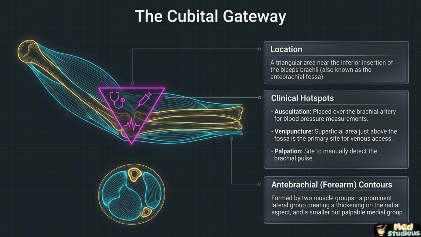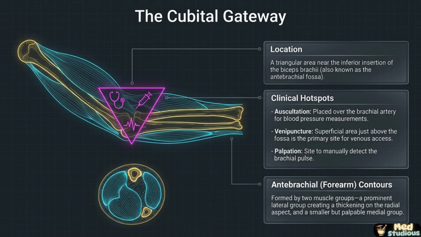The stethoscope is placed directly over the brachial artery as it passes through the cubital fossa to auscultate Korotkoff sounds during cuff deflation. Second, for venipuncture. The superficial veins just above the cubital fossa, including the median cubital vein, are the primary sites for routine blood draws and IV cannulation. Third, for pulse palpation. The brachial pulse can be manually detected here by pressing lightly medial to the biceps tendon.